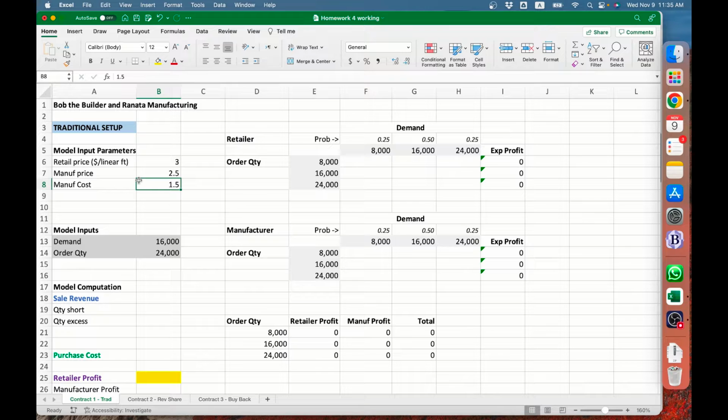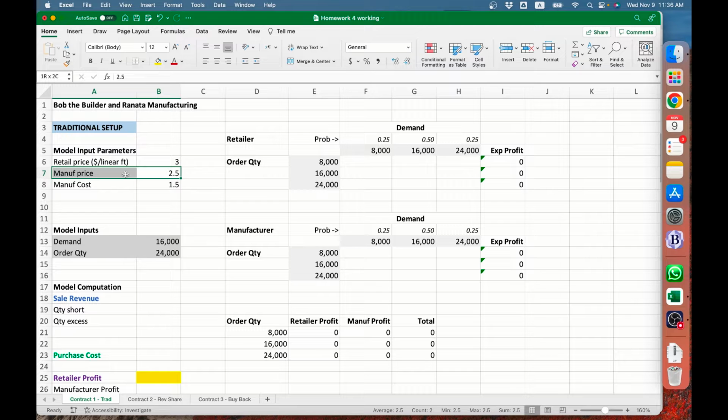Okay, hopefully this is not too confusing. Think of it this way. The process starts at the manufacturer. The manufacturer produces it for this cost, but then they don't sell at cost. They sell at this price to the retailer. So the retailer, when they create the purchase order and they pay the manufacturer, they're going to end up paying $2.5 per linear foot to the manufacturer.